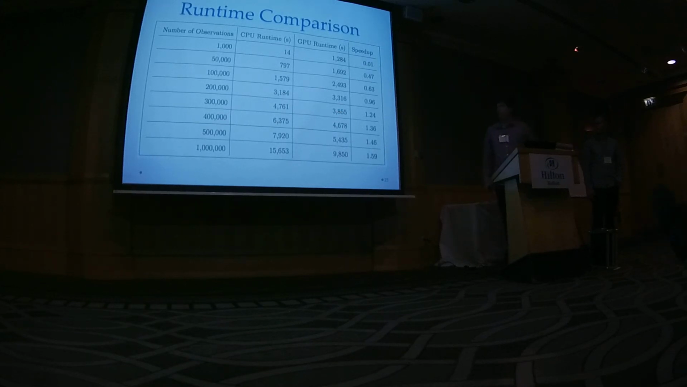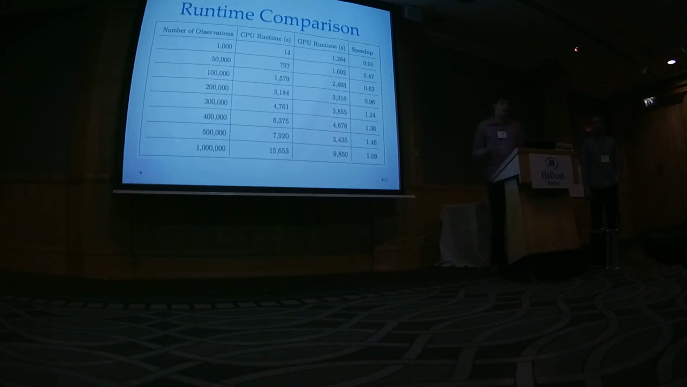Okay, so this is just a table of our runtimes that shows the number of observations, the CPU and GPU runtimes, as well as the speedups. This was all done for 500 markers, which is the smallest run that we did. Just to give you a sense of how long this takes: with 500 markers, the 1 million run on the CPU takes about 4 hours and 20 minutes, and on the GPU it takes about 2 hours and 45 minutes. So that's about an hour and a half speedup.